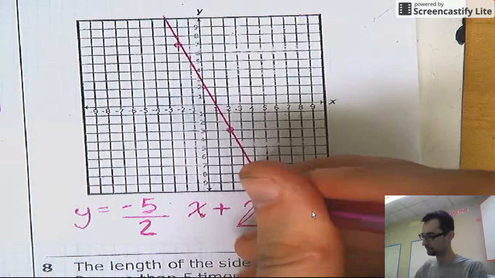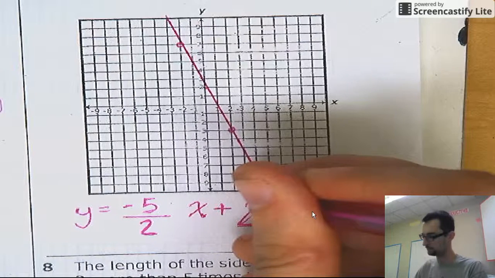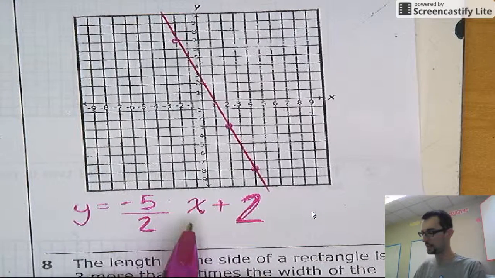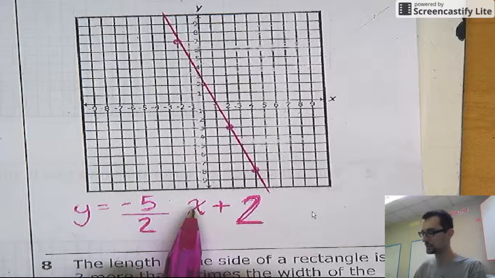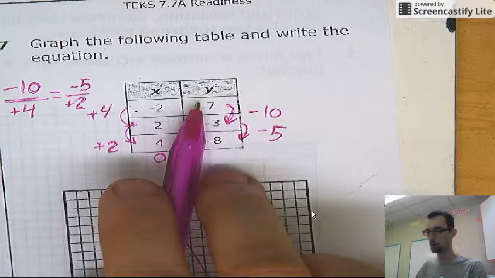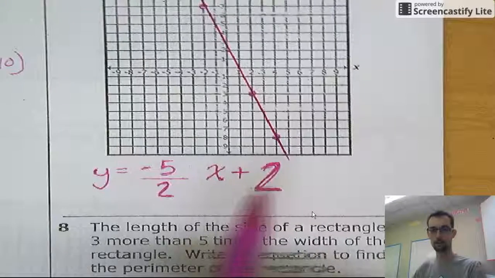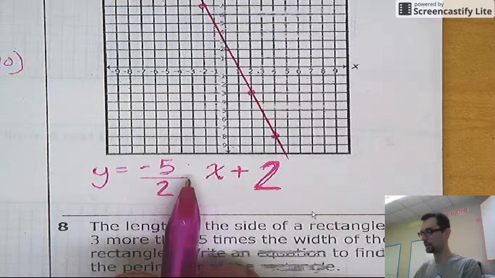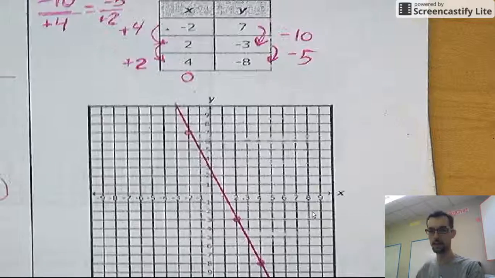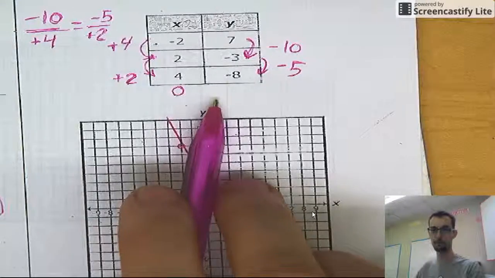There's my equation. By the way, if you take some number, say -2, and plug it in for x, hopefully you should get 7, because that's in my table. If you take the number 2 and plug it in here, that would be -5 halves times 2, which is -5, plus 2. You should get -3. And in fact, you do.